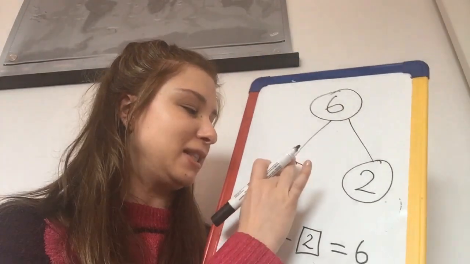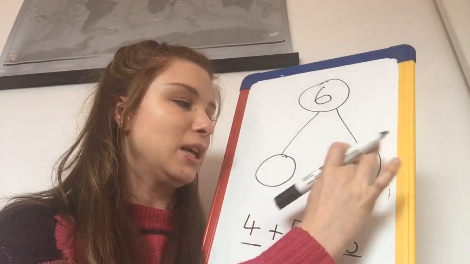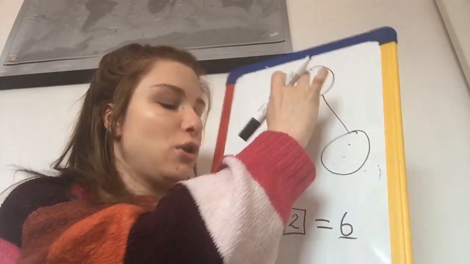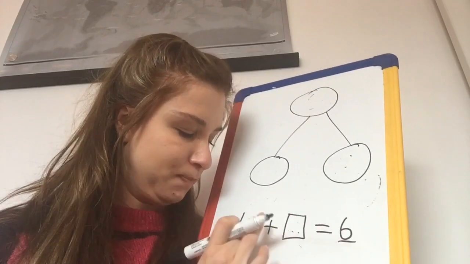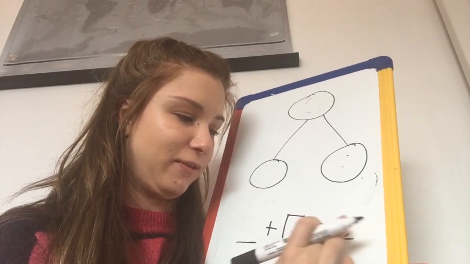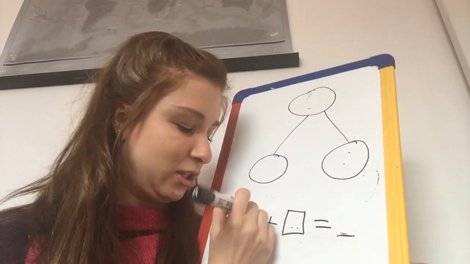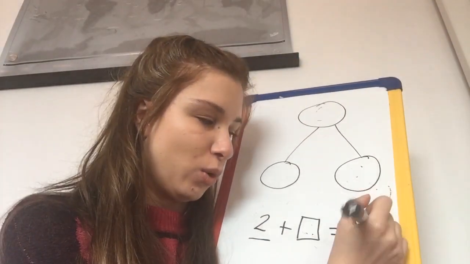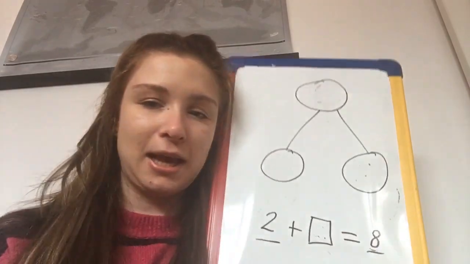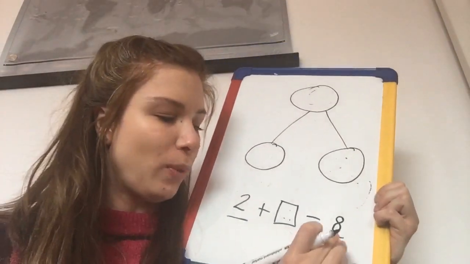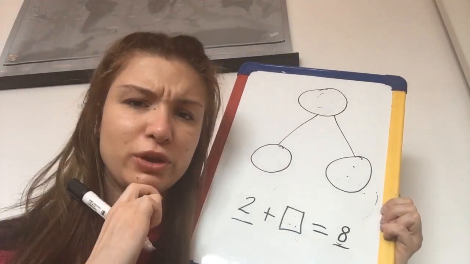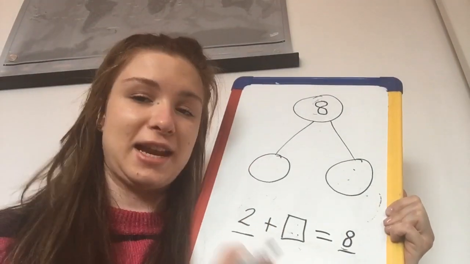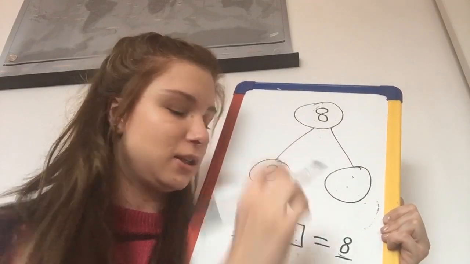Should we have another one? Because that's a little bit tricky. Let's have a think of some numbers we can do. This time, let's do 2 add something equals 8, a big number. Now, where does my biggest number go? Who can remember? Good. It's my whole. I then have 2 as my part.